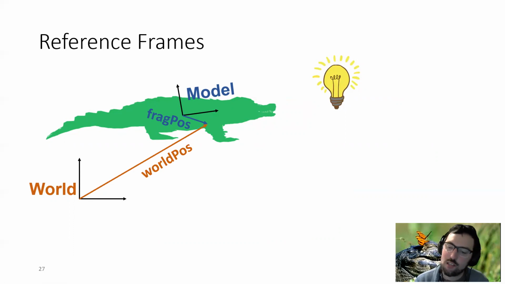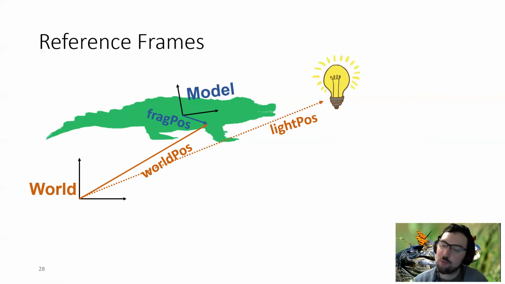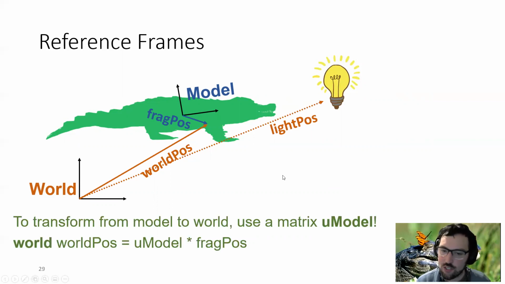This is important because light position is originally represented in the world reference frame, as we can see here. So we need some way to transform fragment position to world position so that we can have the same representation form or same flavor between world position and light position and actually do our subtraction. What this looks like in code is we need to introduce the U model matrix. This matrix is a transformation matrix that goes from model to world, and when you multiply U model times fragment position, you get something in world, a world position vector.